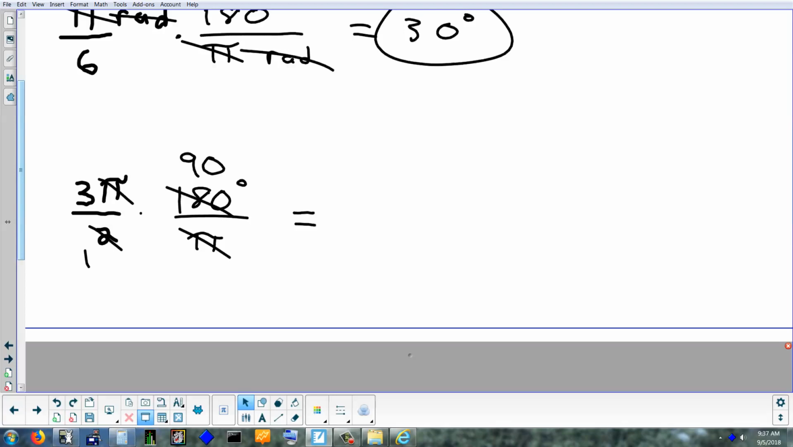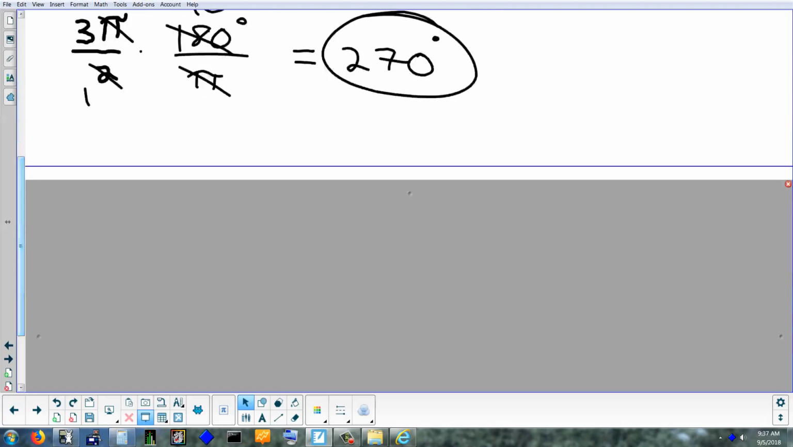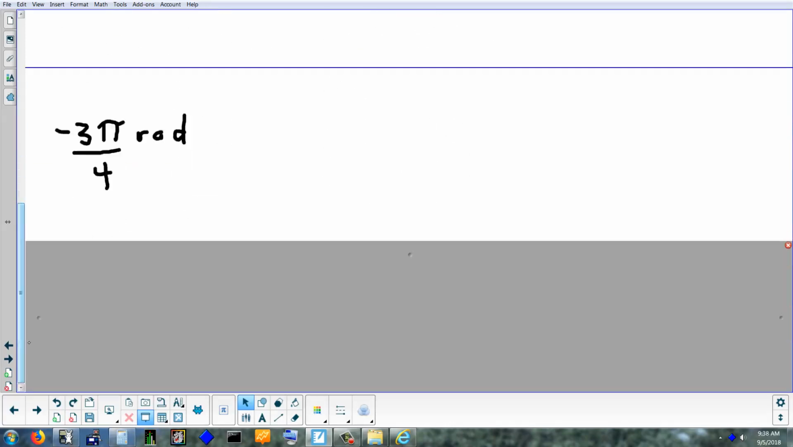Careful. 3 times 9 gives me 270. 270. And do I need a degree symbol on it? Yes, because I had one right there. Okay, 270 degrees. All right, that's just a negative. It's kind of the same thing.